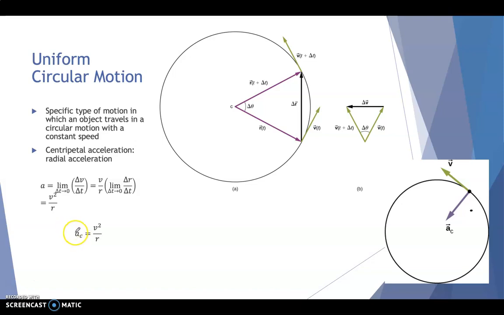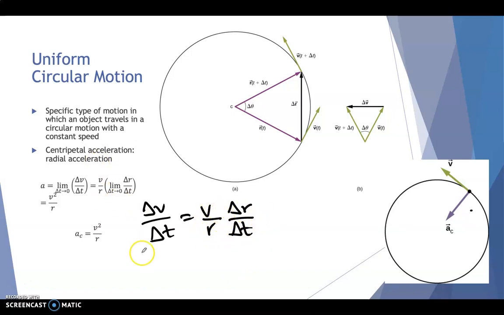So our centripetal acceleration, a sub c, is equal to v squared over r. And that's using this idea here that the acceleration is equal to the limit as delta t goes to 0 of delta v over delta t, or the change in velocity over the change in time. And with some geometry, we can find that delta v over delta t is the same as v over r delta t.